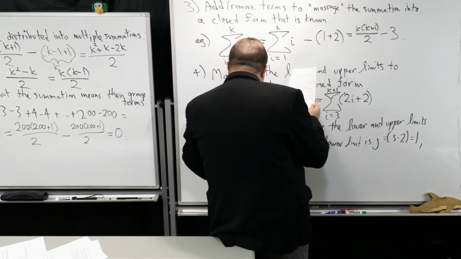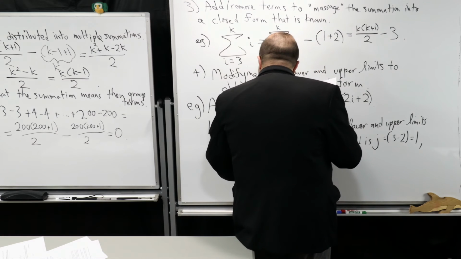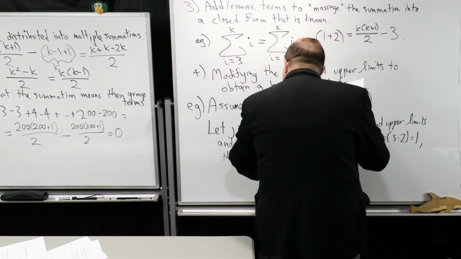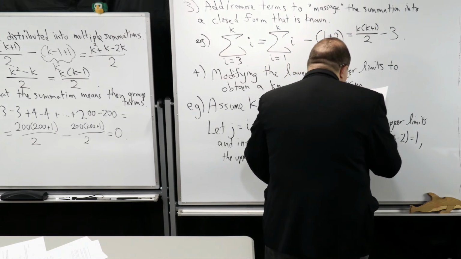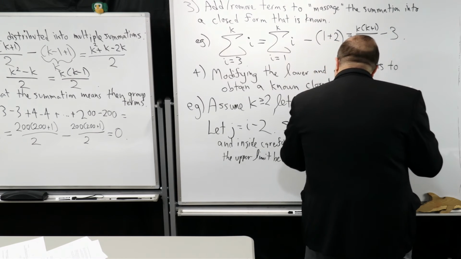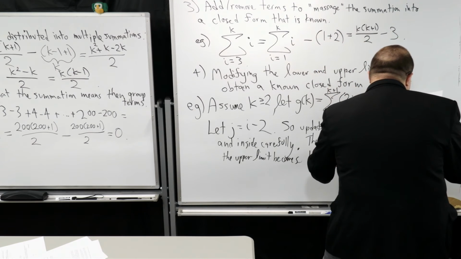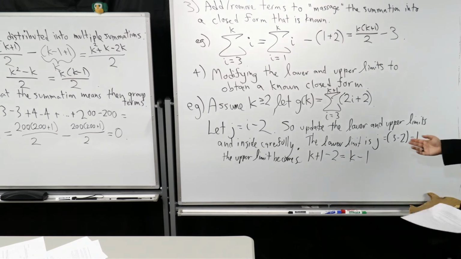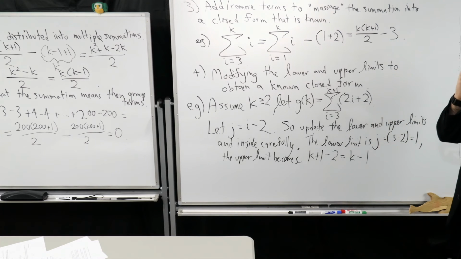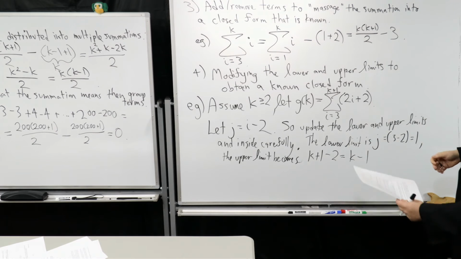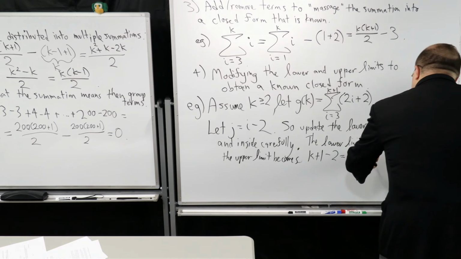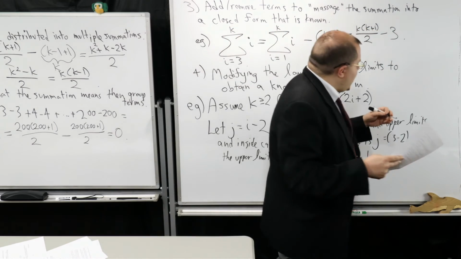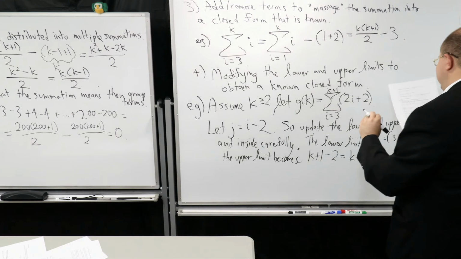The upper limit. Remember, I knocked down the lower limit by 2. So the upper limit also has to get knocked down by 2. The original upper limit is k plus 1. I'm going to subtract 2 from it and end up with k minus 1. Why do we need to update both of these? It's because we need to make sure that there's the exact same number of terms I'm summing. However, we have to be careful because now I'm going to put everything in terms of j instead of i. Now, I bumped everything down by 2.